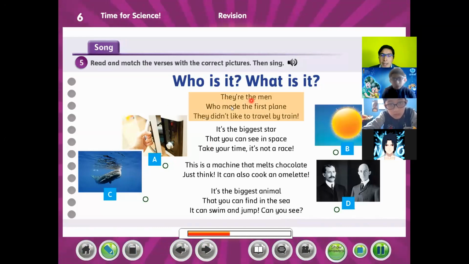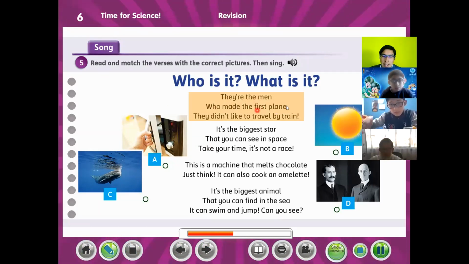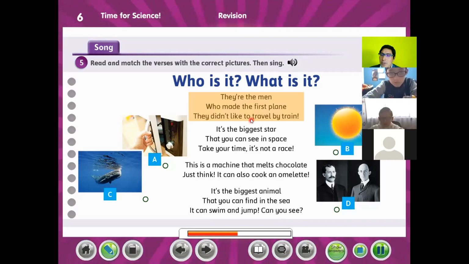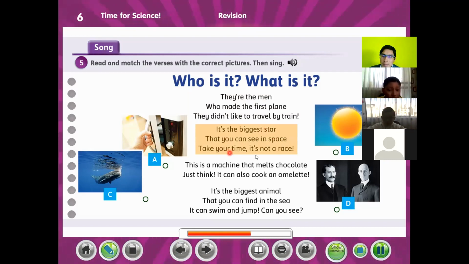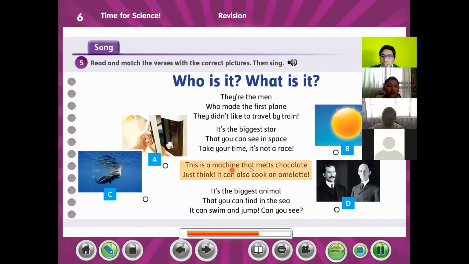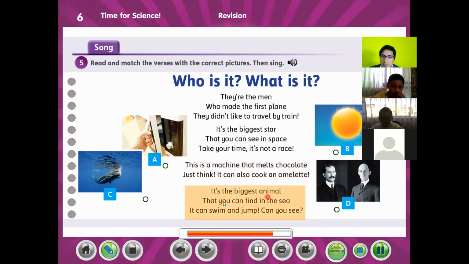There's a man who made the first plane. They didn't like to know how to drive. It's the biggest car that you can see. It's a... This is a machine that turns chocolate. It can also cook an oven. It's the biggest animal that you can find in the sea. You can see it in the sky.